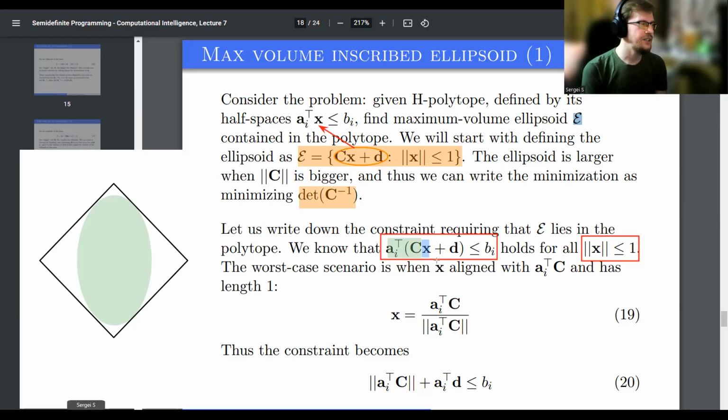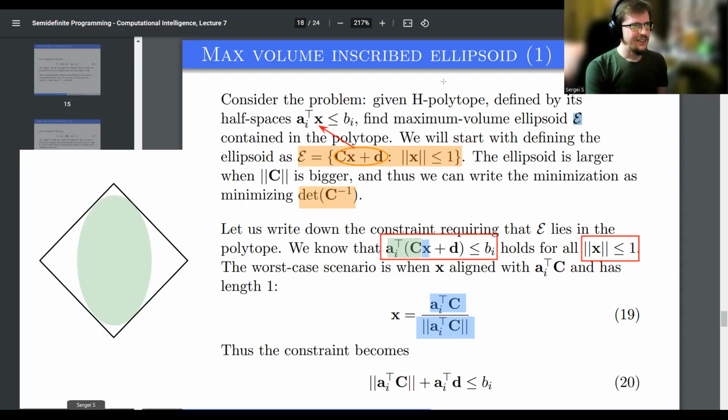Why is this the worst case scenario? Well, you can reason about it through just finding a derivative, or you can say the orientation of x can be anything, but the length of x is fixed. So this dot product is of two vectors with fixed norms, but the angle can change. The optimal solution is when the angle is equal to 0 and cosine is equal to 1. That is why the worst case scenario is when x is aligned with A times C. But the norm of this whole thing should be equal to 1, so we divide it by the norm of A times C.